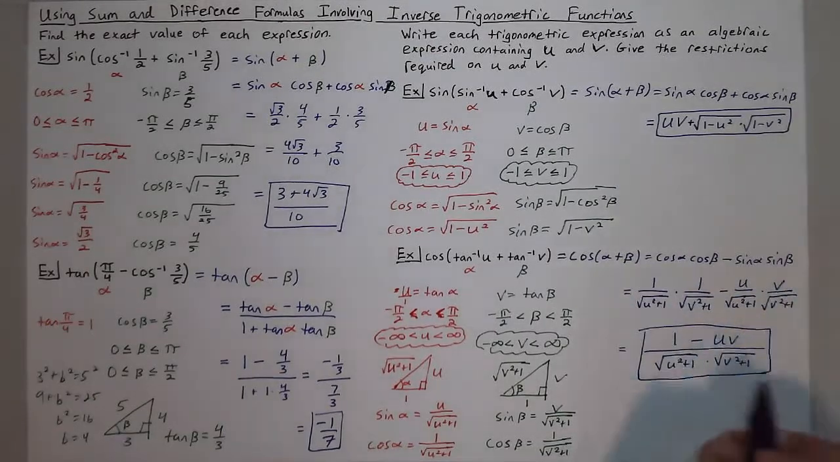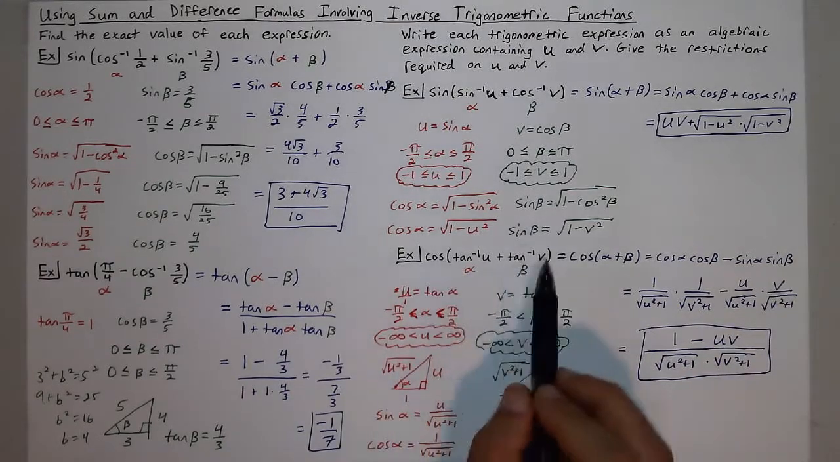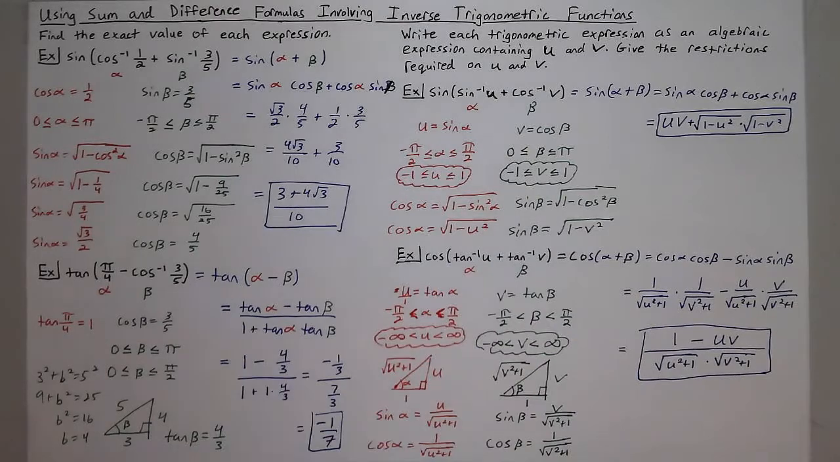But there are no limitations to what u and v can be, since they're just being squared in this square root. It'll remain positive, and I can plug in any value for each of them and help me evaluate this expression for any given value of u and v. And that is how you use sum and difference formulas involving inverse trigonometric functions.